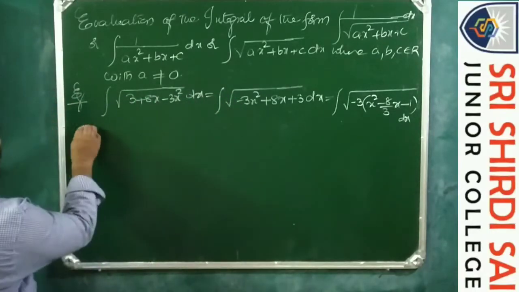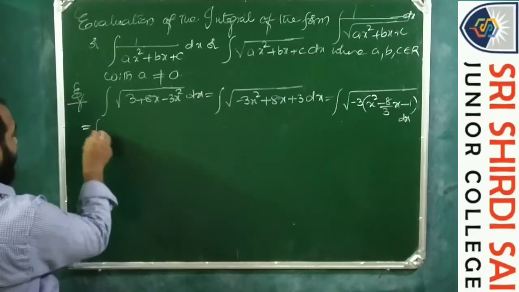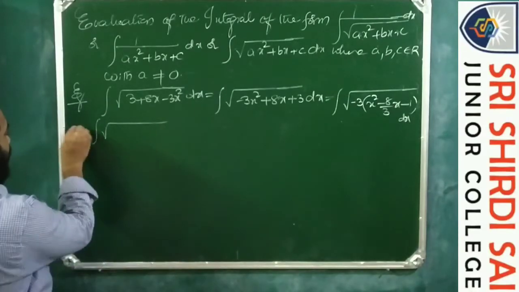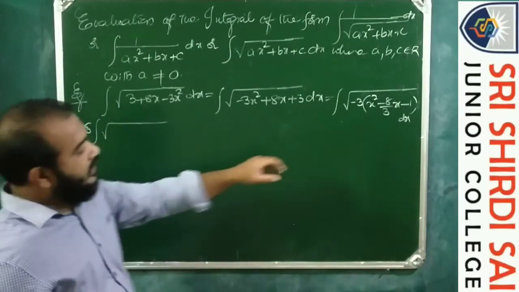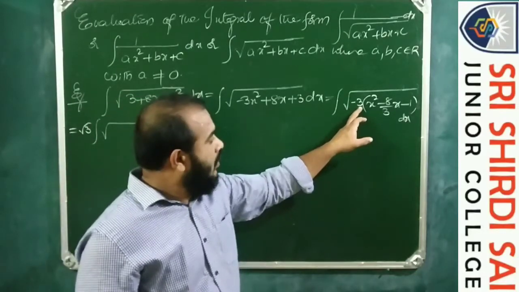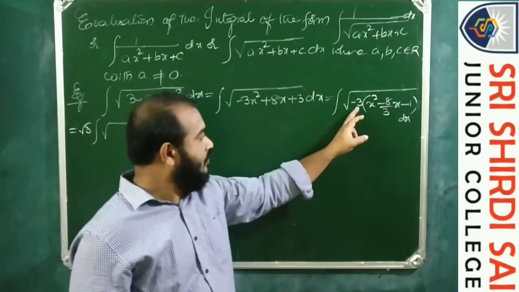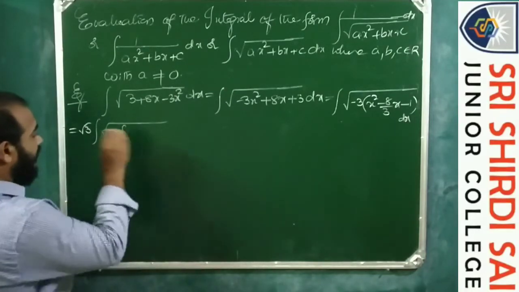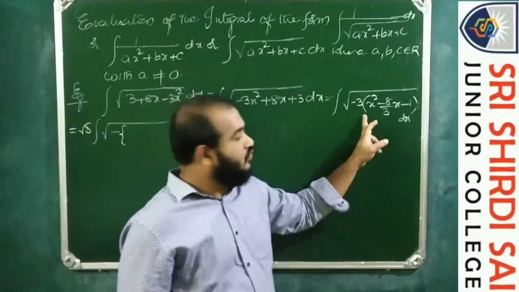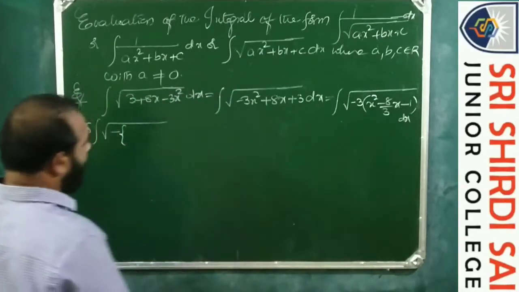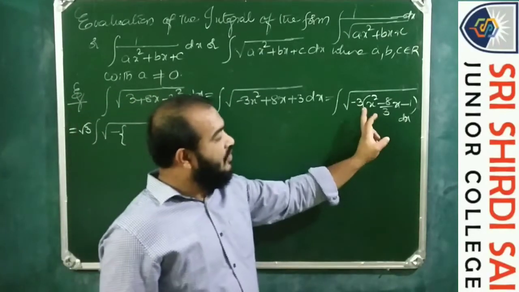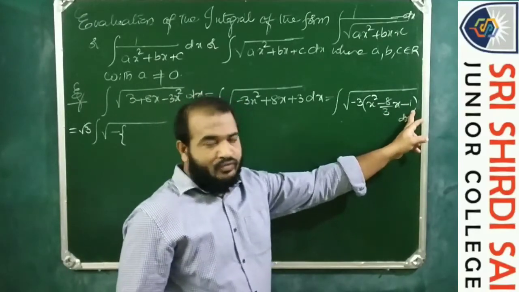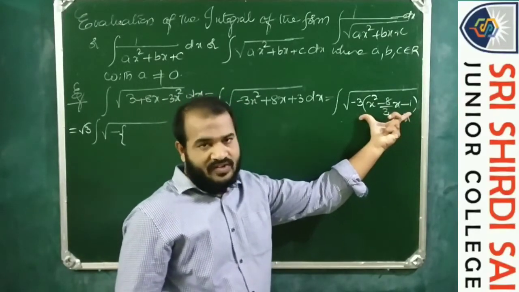Now this is equal to the integral of, so root 3 I will write outside the root, and the minus is there in the square root itself. So here we need to convert this into the a square minus 2ab plus b square type, that is, a minus b whole square. We have to convert this.